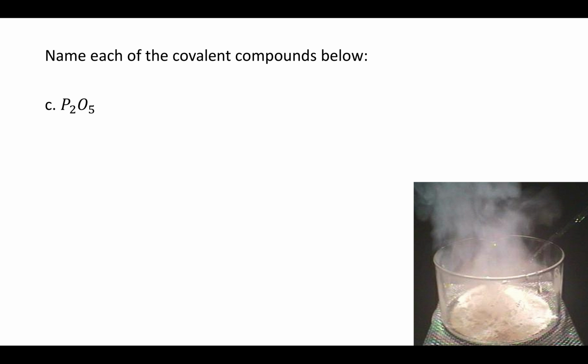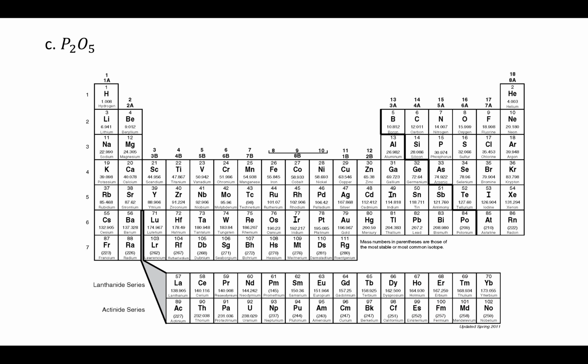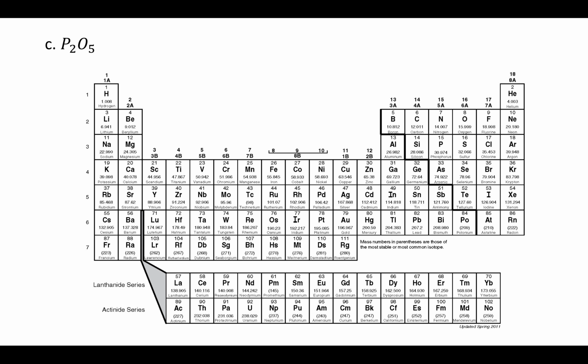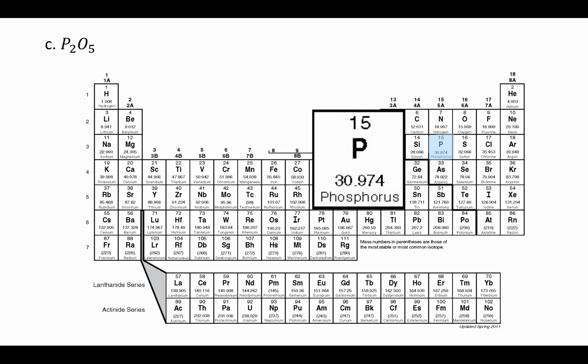What's the name of P2O5? First, phosphorus is to the right of that zigzag line, oxygen is to the right of that zigzag line, so we're dealing with two nonmetals. If you mix two nonmetals together, then it's a covalent compound. To name a covalent compound, take the name of the first element and name it exactly as it is on the periodic table. So here P is phosphorus, and we'll name that just by saying phosphorus.